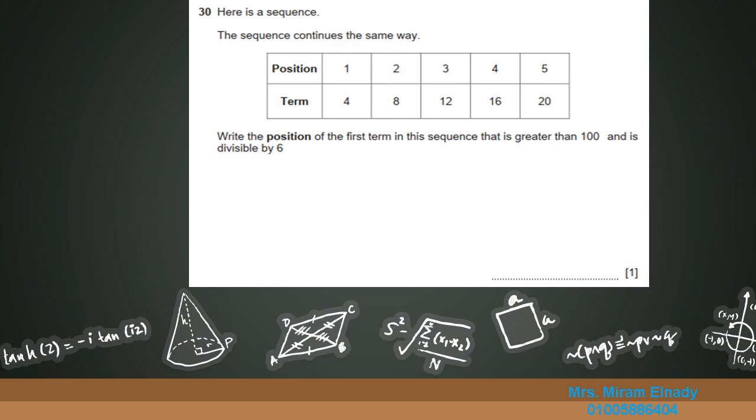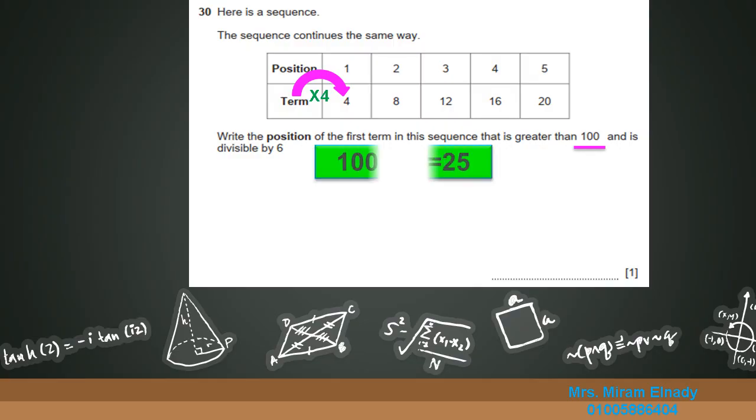The sequence continues the same way. Position 1, term 4; 2, 8; 3, 12. So the rule is multiply by 4. Okay. The position of the first term in the sequence that is greater than 100 and is divisible by 6. We have here 3 conditions. Greater than 100. So to make it easy for me to calculate, we start from 100.